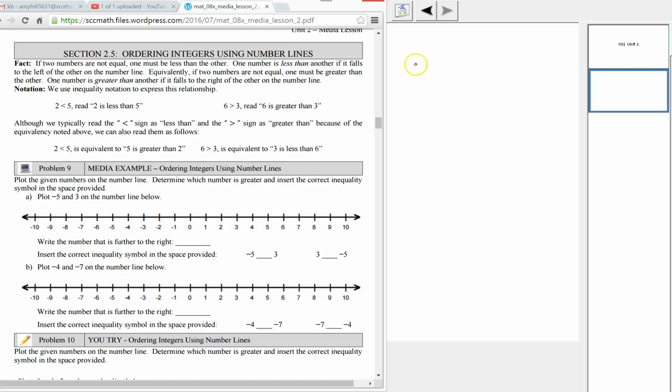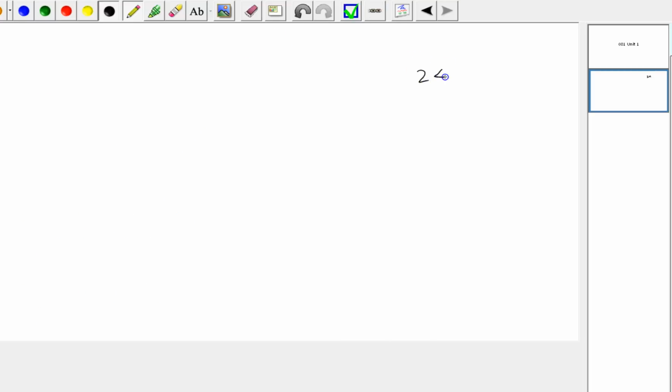Let me write this over here. Okay, so this is 2 is less than 5. And equivalently, we can think of this as 5 is greater than 2. Okay, so typically when we read this from left to right, 2 is, this is the less than symbol, this is 5. But we want them to know that this is equivalent to 5 is greater than 2.